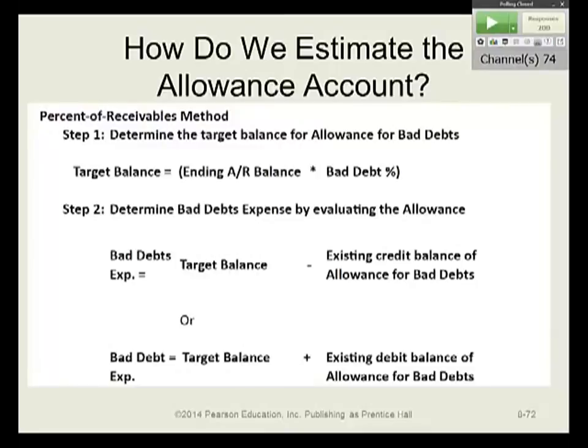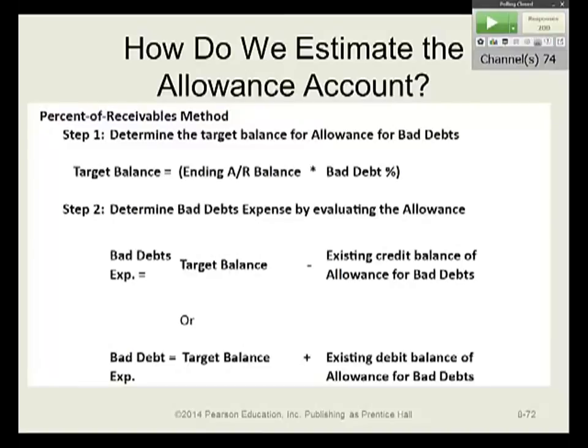So the bad debt expense is going to be the target allowance minus the existing credit balance. My target allowance is 50, the existing balance is 40, and my bad debt expense is 10. So I'm going to debit bad debt expense and credit the allowance for $10.